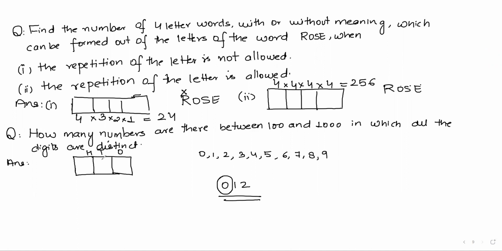Sir, repetition is not allowed. Not allowed. Very good, because the digits should be distinct. So can you tell me, at this place, how many options do we have? 9, sir. 9. Very good.